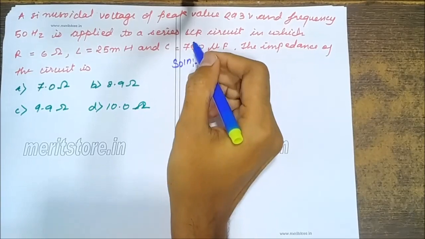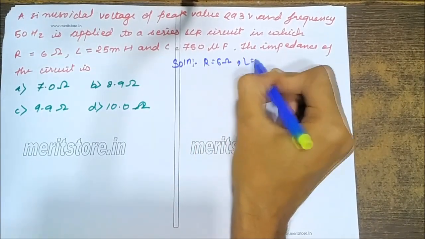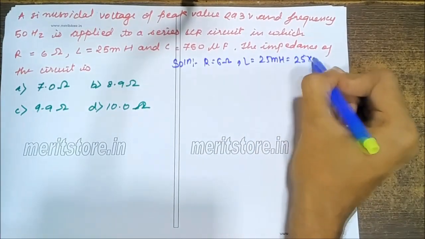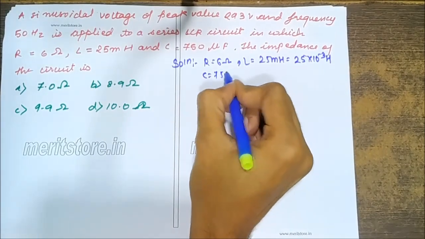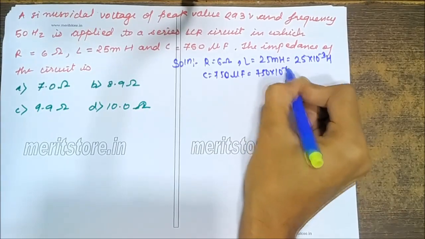Okay, so first we'll write down all the things we have been given. The resistance R is given to be 6 ohms, the inductance is given to be 25 millihenry, so that becomes 25 into 10 raised to minus 3 henry, and C, which is 750 microfarad, will again become 750 into 10 raised to minus 6 farads.